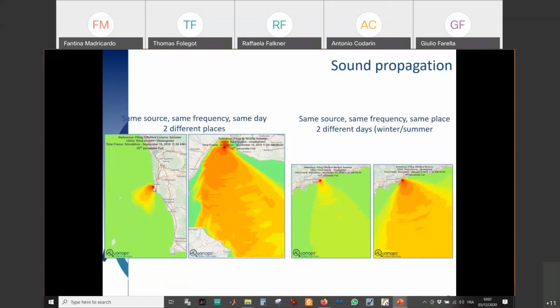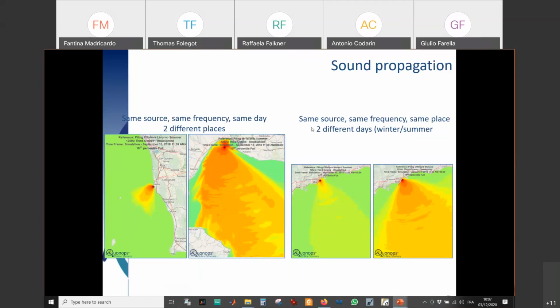And if you take exactly the same source, the same day, at the same time, somewhere else, which is, where is this? In the south of Italy, I think. You can see that because the conditions are very, very different, the propagation is very, very different.